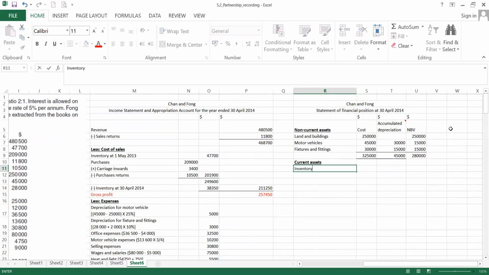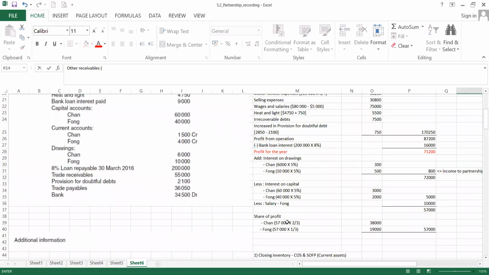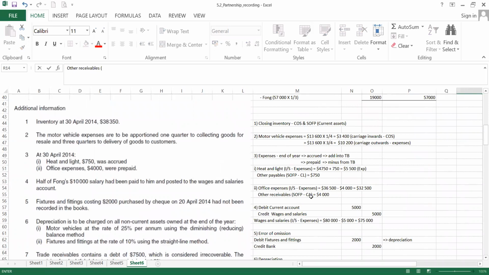Inventory. Inventory refers to the closing inventory. Trade receivable. And for this trade receivable, this question has the provision, so we minus provision for doubtful debt. Other than that, we have the prepaid just now. Other receivable, this amount refers to the office expenses. This is your prepaid expenses.